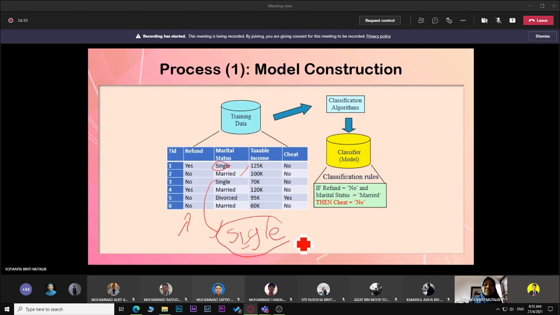Okay, so this is an error. It should be corrected. Okay, right, so back to here. So this is your training data.